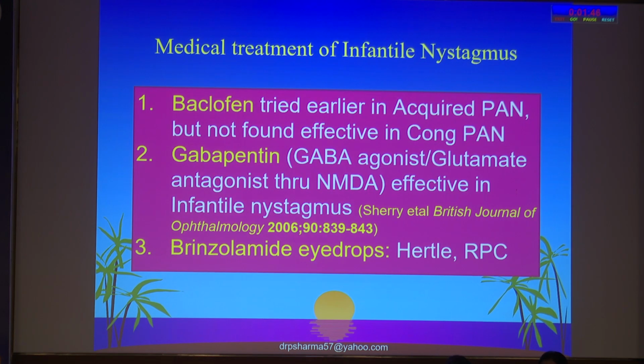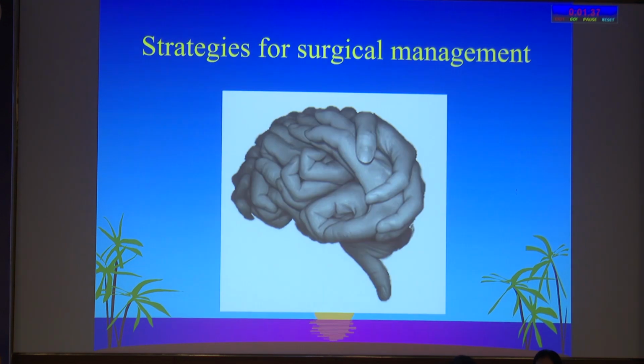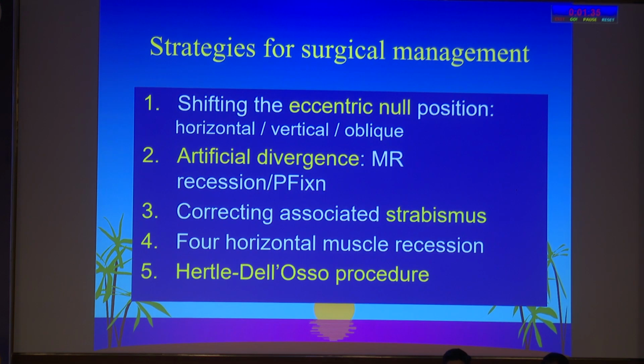Medical treatment in the form of baclofen for acquired PAN has worked, but nothing else. Gabapentin has also been used, and brinzolamide has been mentioned by some people, but it doesn't have much role as far as that. Surgically, yes, there are very gratifying results in correcting the head posture if there is an eccentric null.